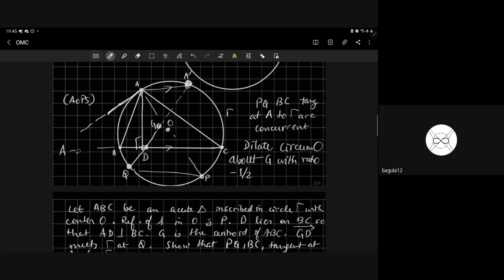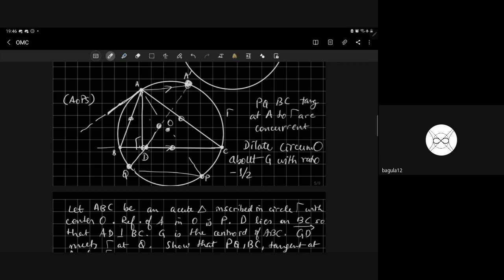A goes to the midpoint of BC. B goes to the midpoint of CA. C goes to the midpoint of AB. So the circumcircle goes to the 9-point circle, correct? Because the circumcircle of the triangle formed by midpoints is the 9-point circle, correct? But I guess this is a bit strange.